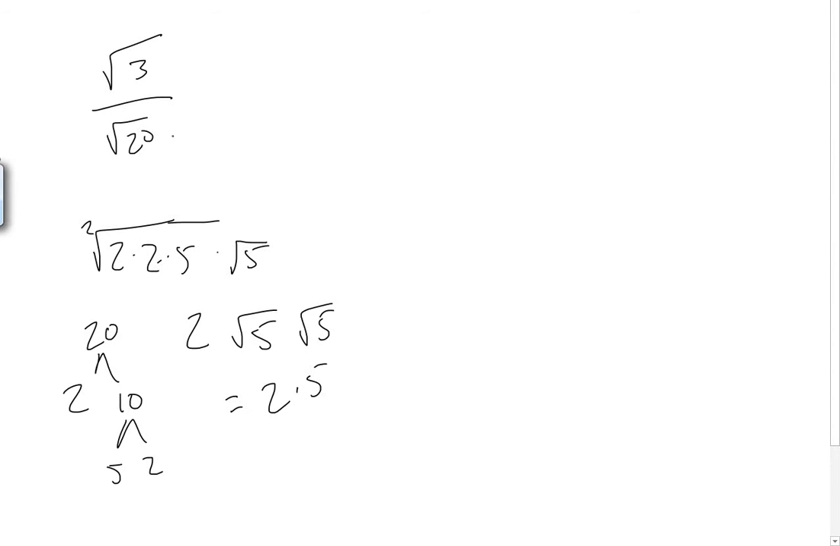So the logic is break 20 all the way down, see what's missing. You have a 2 and a 5. So one more 5 will actually get rid of the radical. That becomes the square root of 15. A 2 and a 5 come out. 2 times 5 gives me 10.